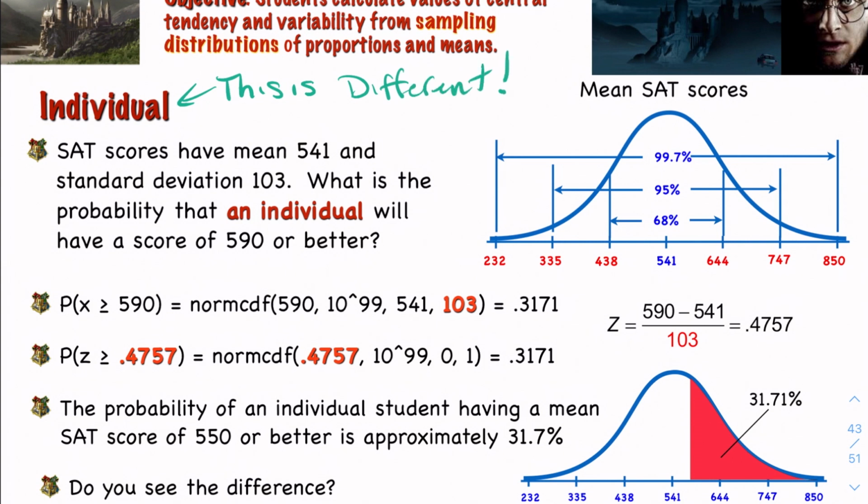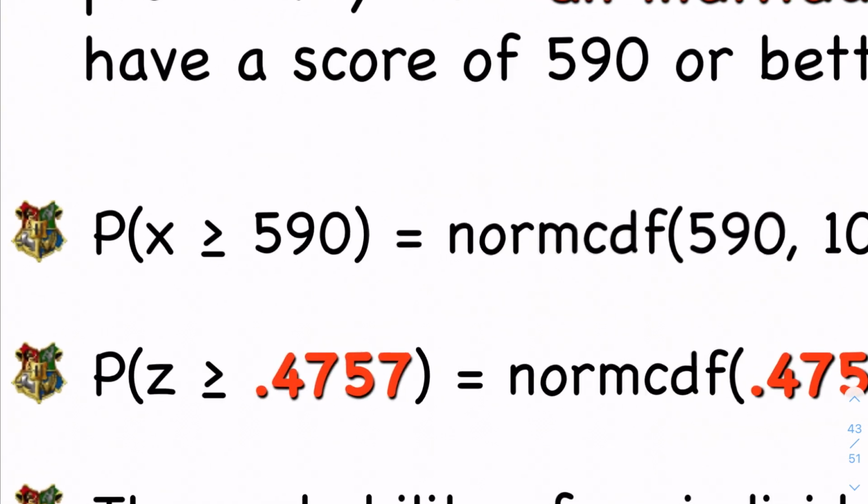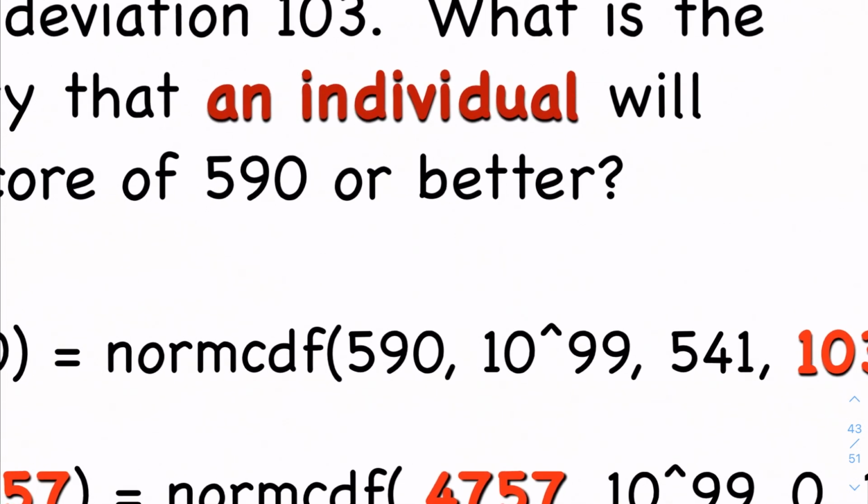If I'm looking at an individual student, SAT scores have a mean of 541 and a standard deviation of 103. What is the probability that an individual student will have a score of 590 or better? Well, we say, again, probability. Now, x, our random variable, is a student gets a score greater than or equal to 590. So we do the same thing.